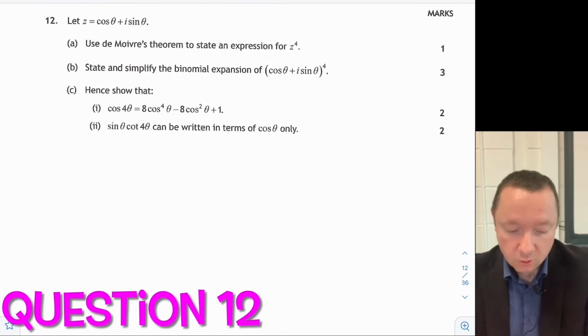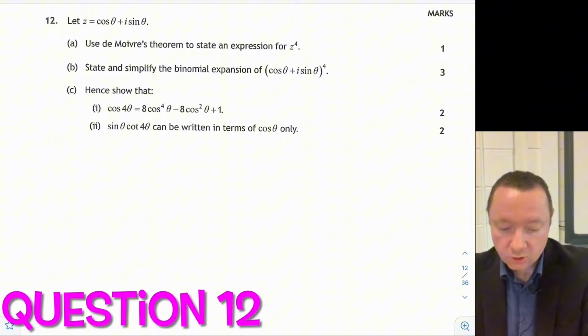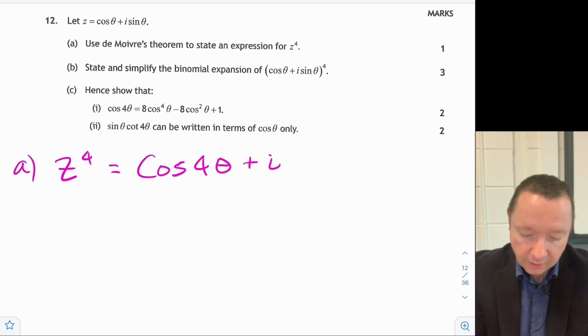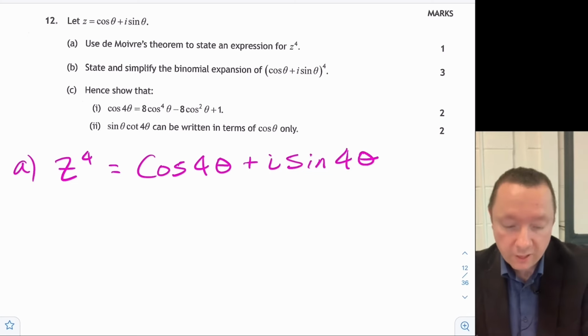Question 12, let z equal cos theta plus i sin theta. Use De Moivre's theorem to state an expression for z to the power of 4. So part A, nice and simple. z to the power of 4 is simply cos 4 theta plus i sin 4 theta. 1 mark. No real problem there.